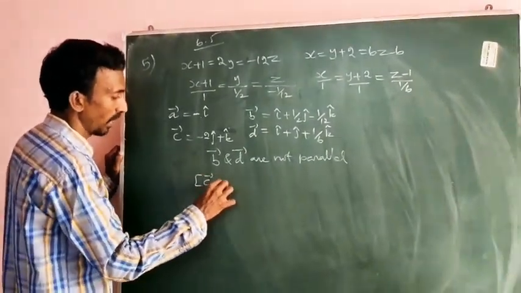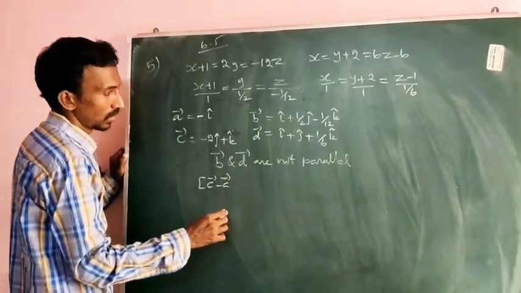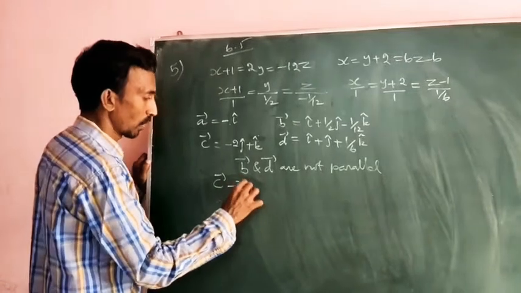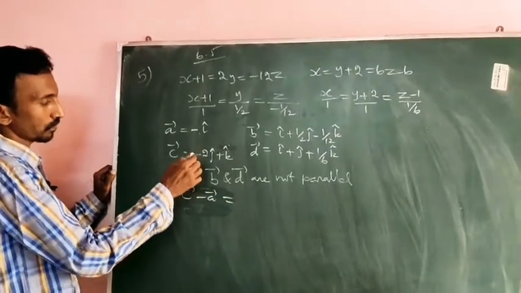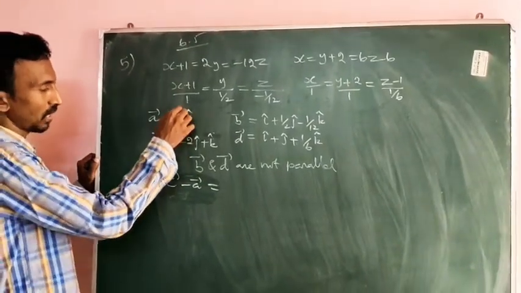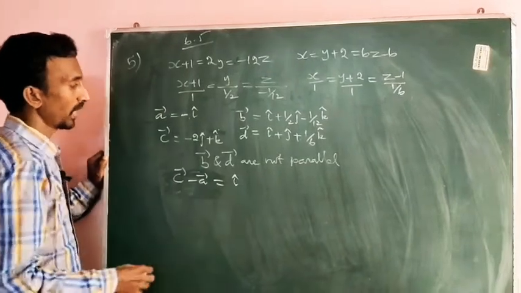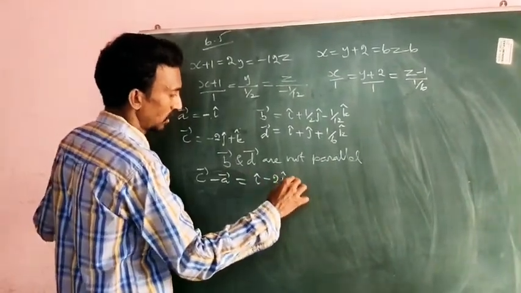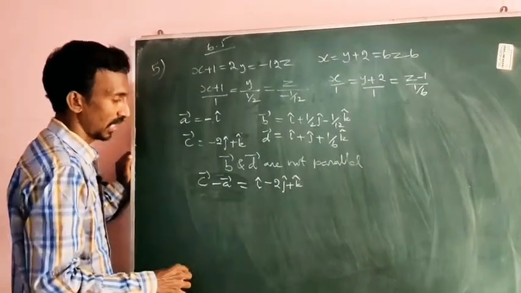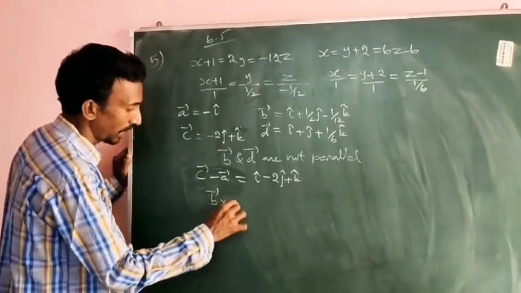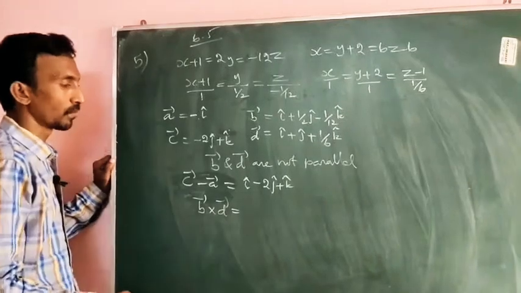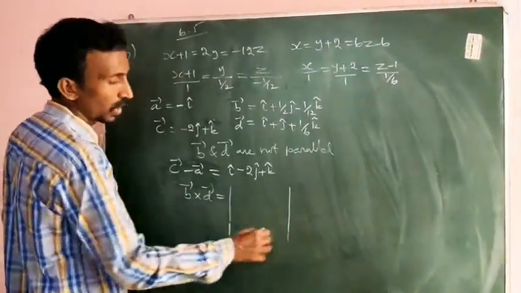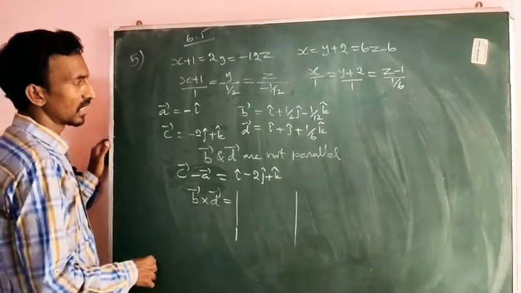So box C minus A. First find out C minus A. Okay, so here 0 minus of minus 1 i. So minus 2, 0 minus 2 i, j plus k, that is C minus A. Then find out B cross D. Obviously find out B cross D, because our aim is to find out the distance, that is needed.